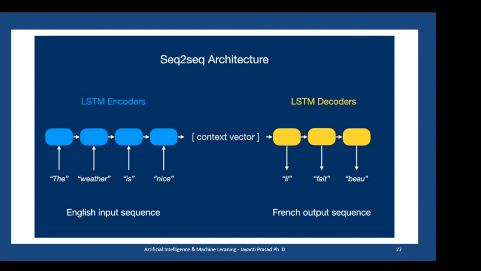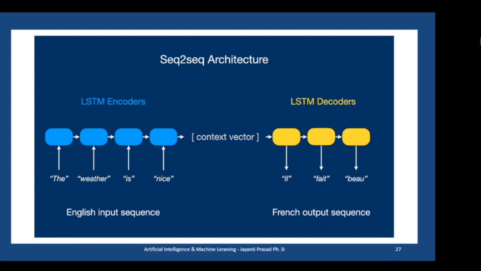As I go along explaining in detail, what is happening is that the weather is nice. This is a sequence of words. When we pass these words to the encoder part, which is made of LSTM, they update the memory state and cell state. Every time a word goes there, the cell state is updated.